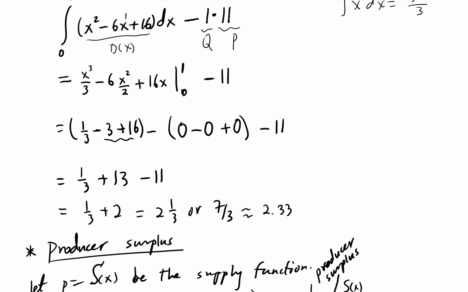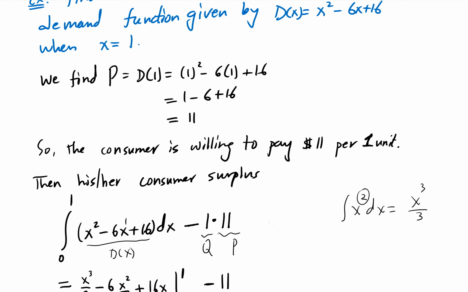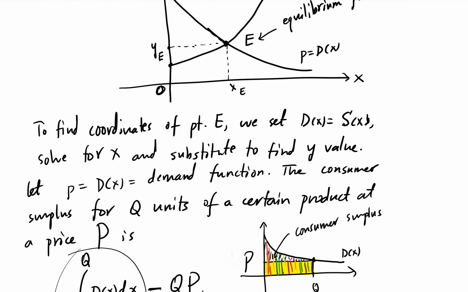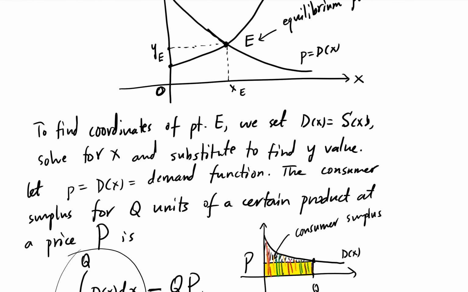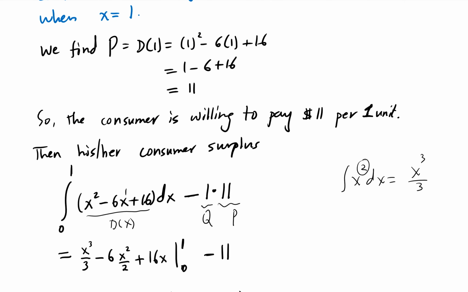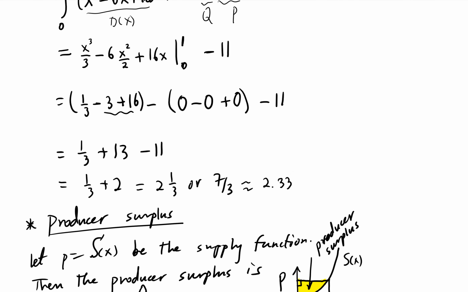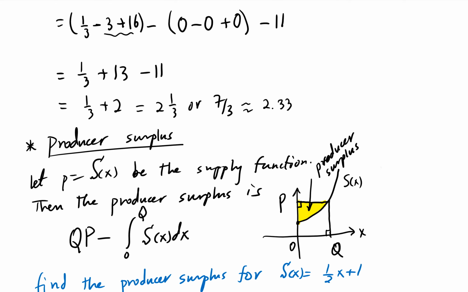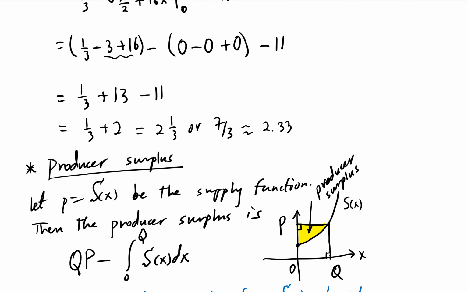So that's the consumer surplus. That's the one we just found. That's how we calculate the consumer surplus. Now the next one is how we calculate the producer surplus. So the producer surplus, let P equal S of X for the supply function. Then the producer surplus is calculated using QP minus the integral of 0 to Q S of X dx.